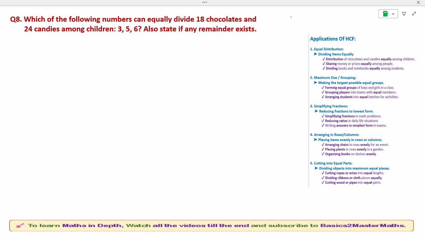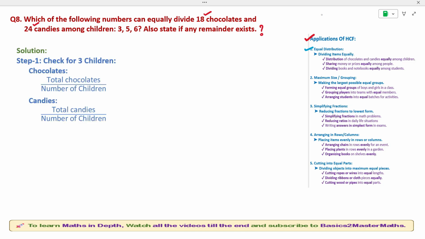Today, we will solve another tricky question on the applications of HCF. Which of the following numbers can equally divide 18 chocolates and 24 candies among the children: 3, 5, and 6? Also, state if any remainder exists. Even though this is an equal distribution problem, we need to solve it differently.